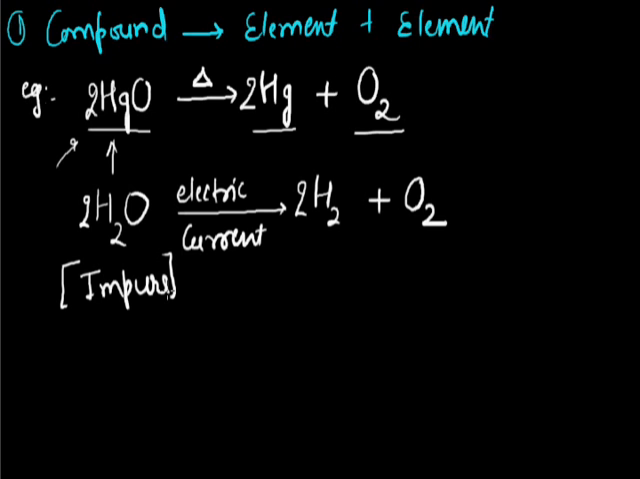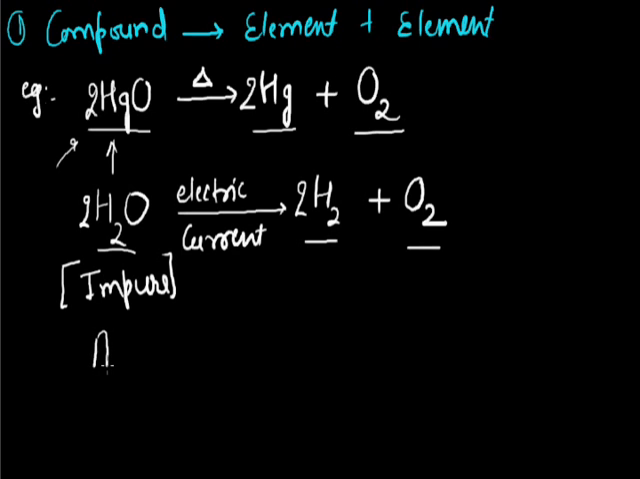And in this reaction, H2O is the compound and H2 is an element, and O2 is also an element, because they have a single type of atoms. So we can say that one single compound breaks into element plus element, meaning more than one element. So the reaction is a decomposition reaction, and this reaction is performed in presence of electric current.